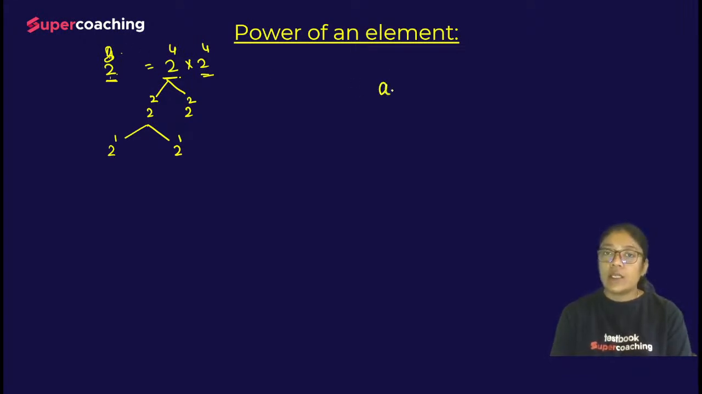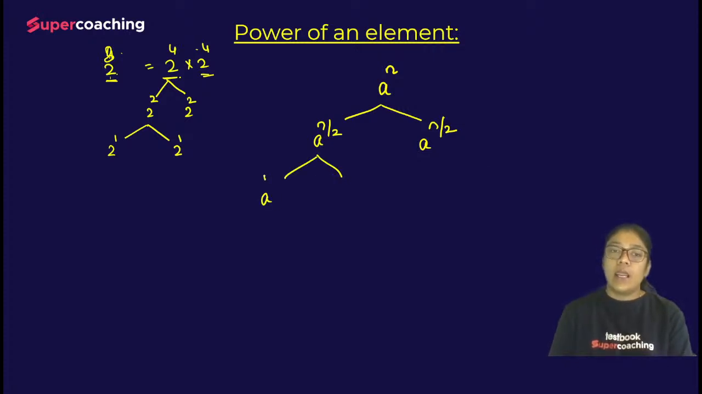अगर मुझे a raised to power n फाइंड करना है, 2 raised to power 8 फाइंड करना है, तो बेसिकली हम इसको कैसे एक्सपैंड करेंगे? This will be a raised to power n by 2. This is also a raised to power n by 2. a raised to power 4 की वैल्यू, 2 raised to power 4 की वैल्यू कैलकुलेट करनी है. So this comes out to be a^n, again we'll be taking the half of the original power. So this will be a^(n/4).